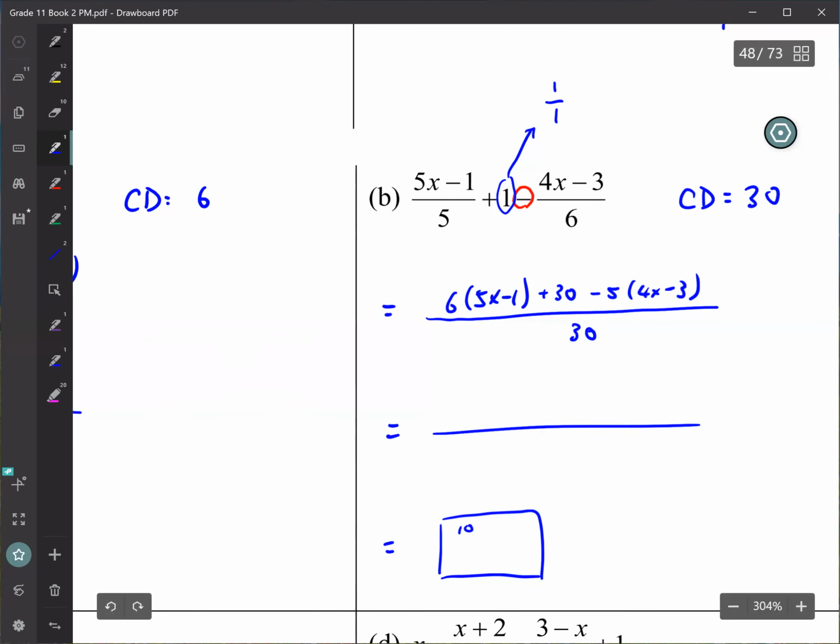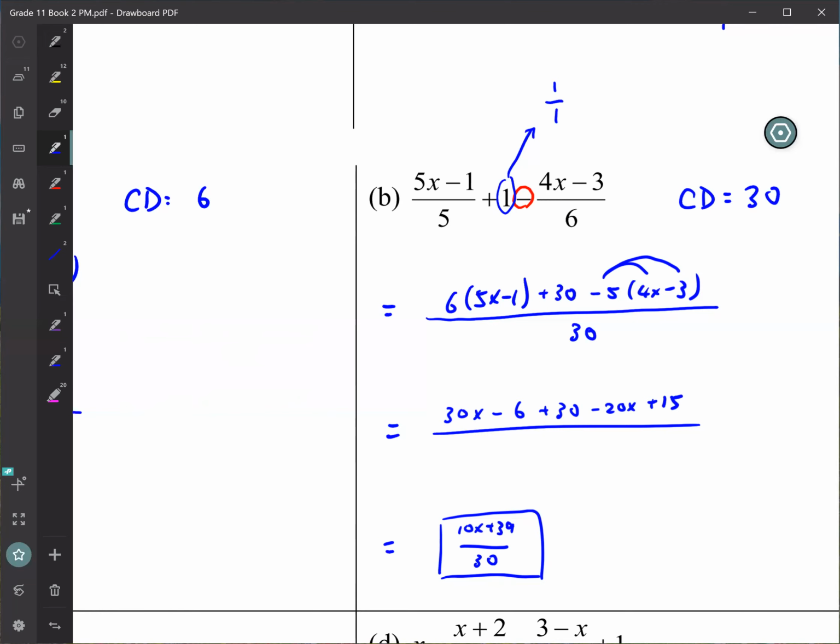10x plus 39 over 30. Okay, let's see if that's right. We expand 30x minus 6 plus 30. Now it's -5 that goes in, right? So it'll be -20x plus 15. So we have 30x minus 20x, that makes it 10x. And then -6 plus 30, that's 24, right? 24 plus 15 makes 39. Yep.